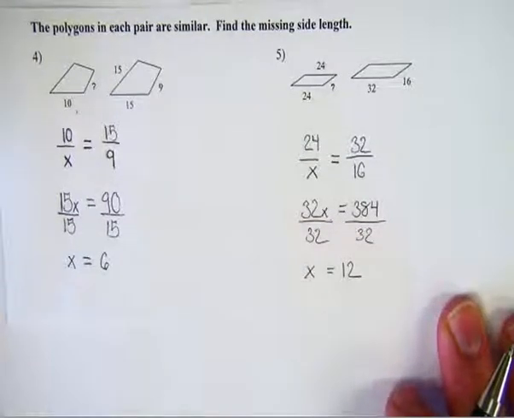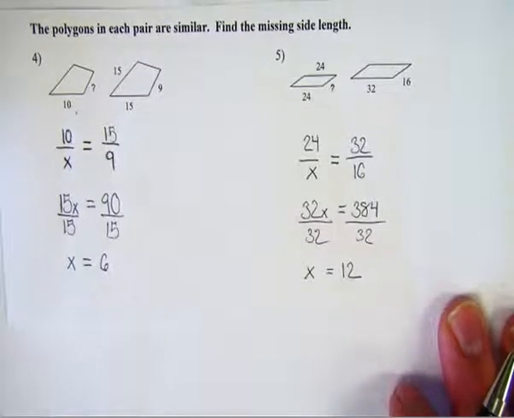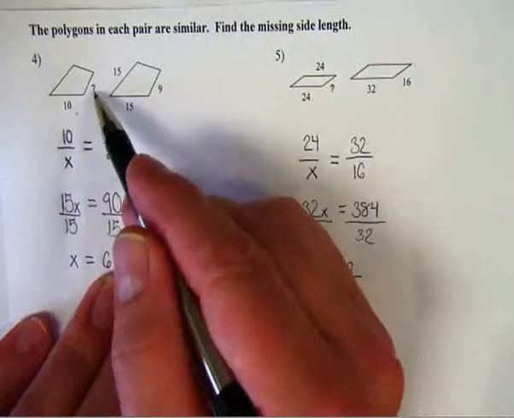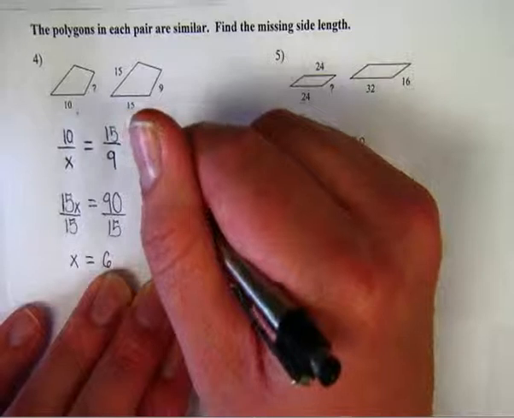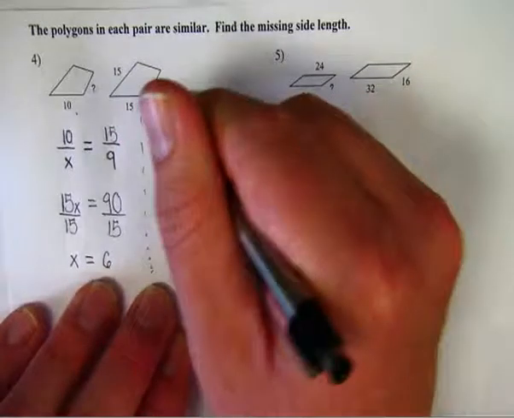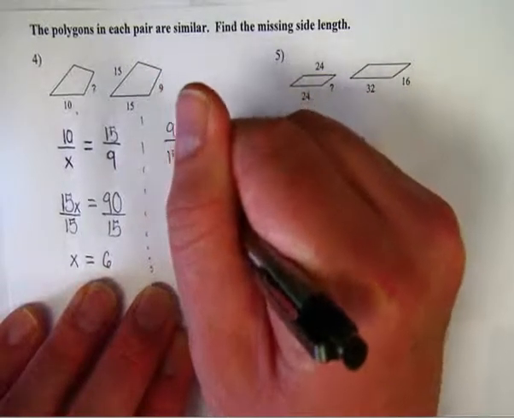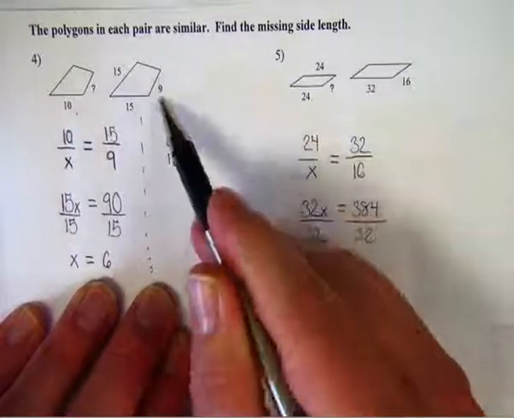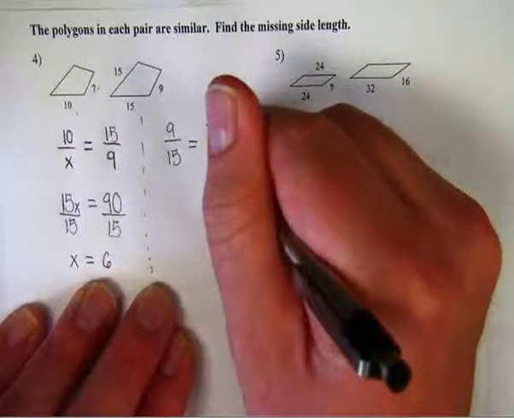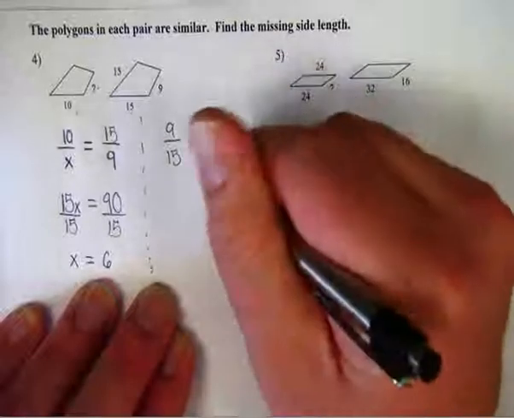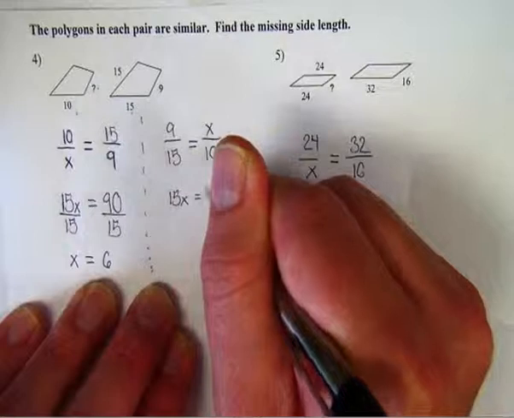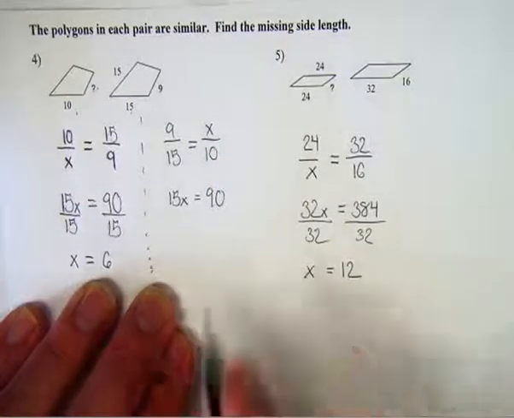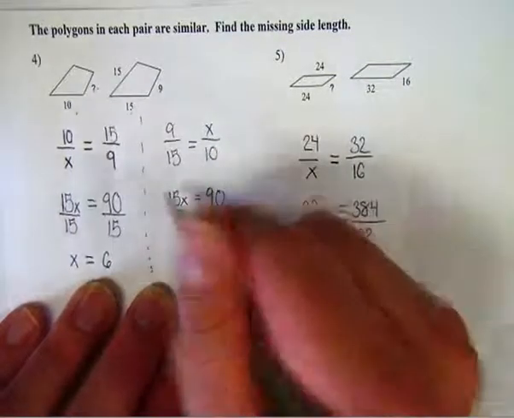Now before we wrap this up though, I want to show you that it really doesn't matter what order you do these in, so long as corresponding sides go in the same place. Let's look at this one. Let's suppose I started, okay, so this is an alternate way of working this problem. Let's say I started with 9 over 15 equals, and now I need the part that corresponds to 9, that's my unknown. The part that corresponds to 15, that's 10. And when I cross multiply, notice that I get exactly the same thing. So there's multiple ways to set up this problem.